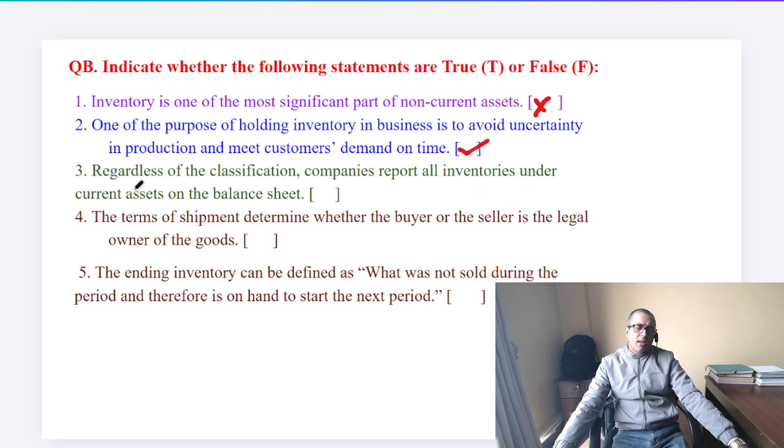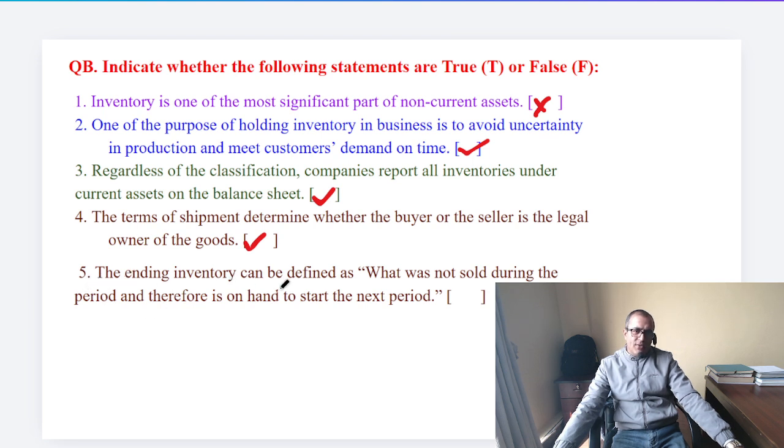Okay. Now, regardless of the classification, companies report all inventories under the current assets of the business. Definitely this is right. The terms of shipment determine whether a buyer or seller is the legal owner of the goods. So the terms of shipment will decide, they explain whether the buyer or seller is the legal owner of the goods. Now what about question number 5?